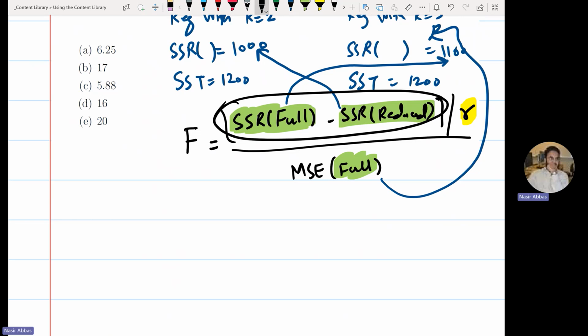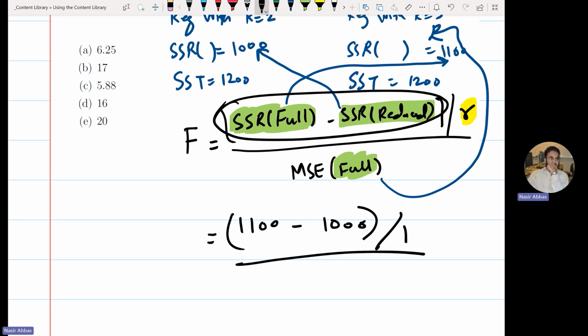In this example, how many predictors did you add? 1. So it's the contribution of 1 predictor actually. You are subtracting from 3 the contribution of 2, you are left with 1. Now, to make it average contribution, you will divide it by 1. So let us plug in everything. You have 1,100 minus 1,000 divided by 1, over.